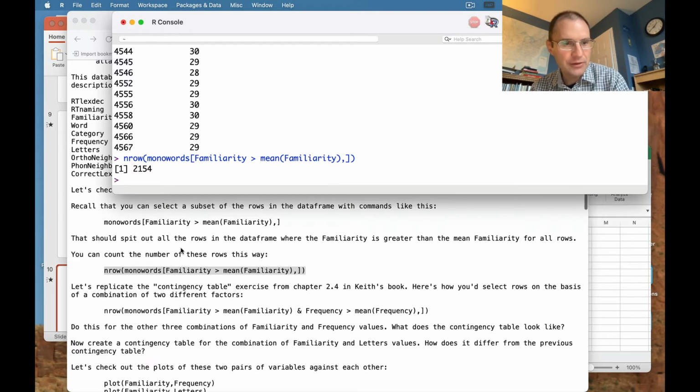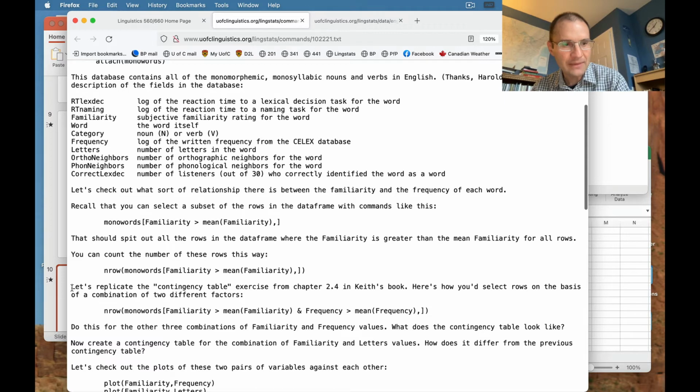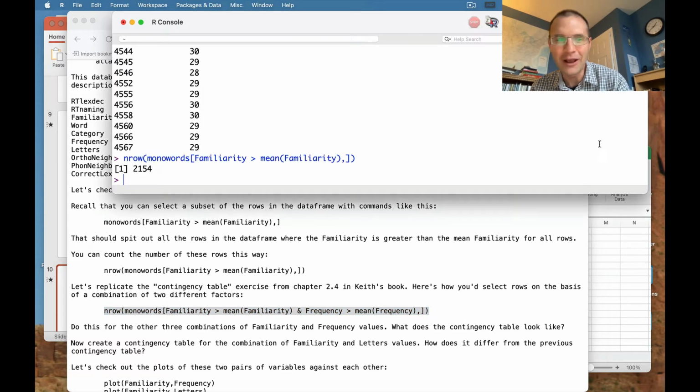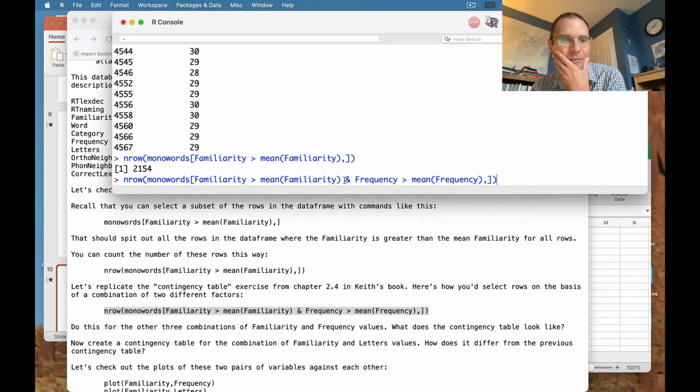But what I want to do is replicate that contingency table example that was given in Keith's textbook. That was looking at formant measures for different vowels, but I want to do this for familiarity and frequency measures because I stumbled through the description of it when I was talking in the lecture, and maybe we can make it a little more clear if we make it explicit here with actual examples.